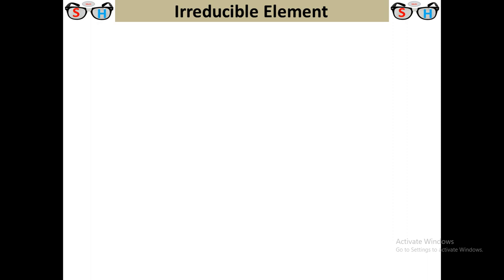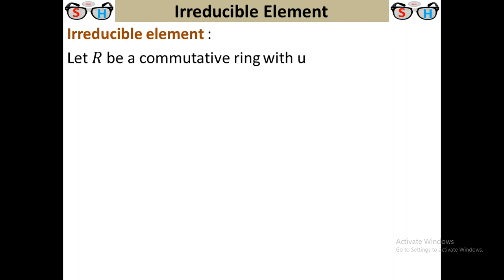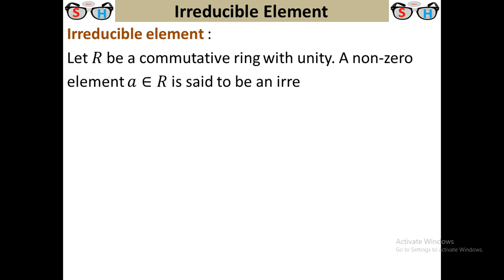The definition of irreducible element is given in the previous video. Here also I repeat the definition of irreducible element. Let R be a commutative ring with unity. A non-zero element A in R is said to be an irreducible element if some conditions are satisfied.